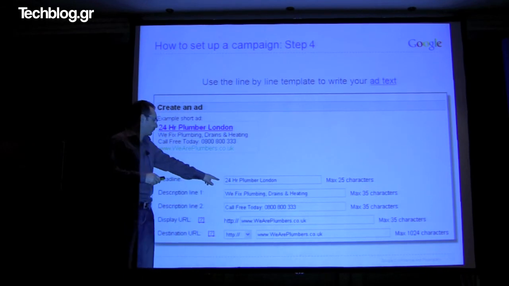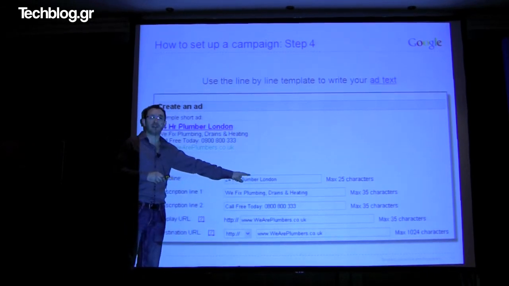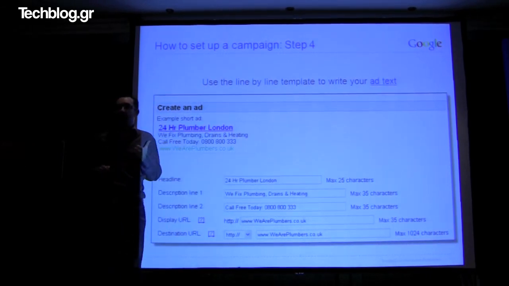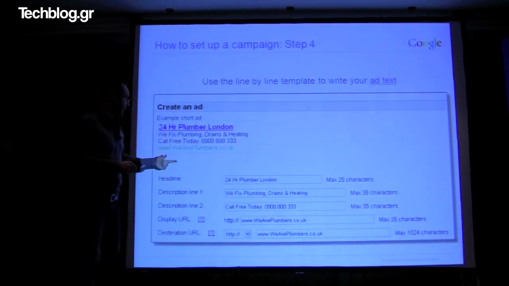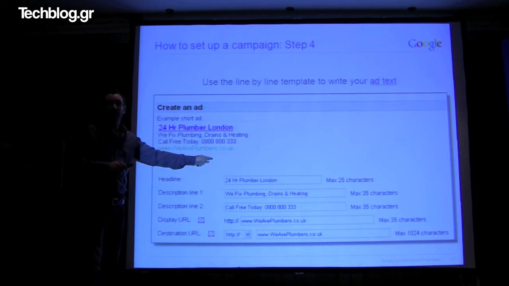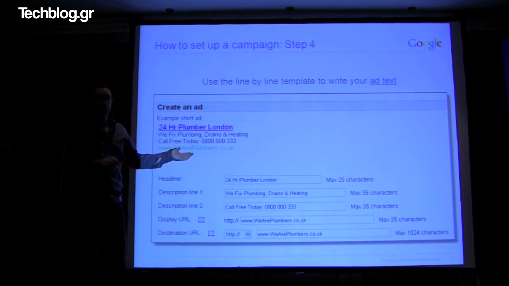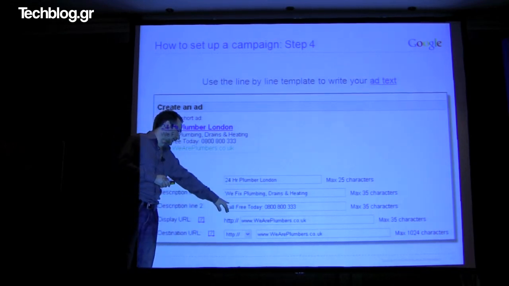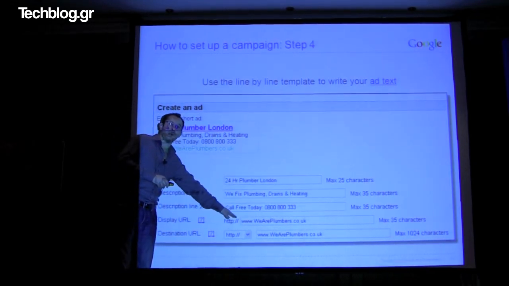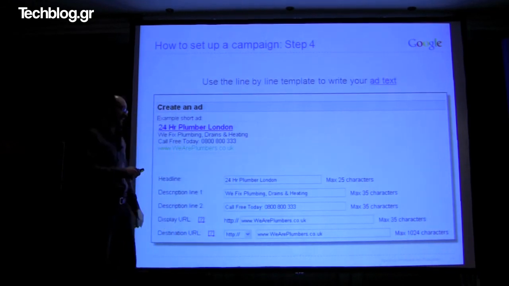So in this example, "24-hour plumber in London" is telling the user that you can get hold of them 24 hours a day, which is going to be very important, and that they're based in London. So if they're outside London, there'd probably be no point in contacting that advertiser. And then you've got your description of text in the ad, and then your URL, the web page that you want people to go to when they click on the ad.